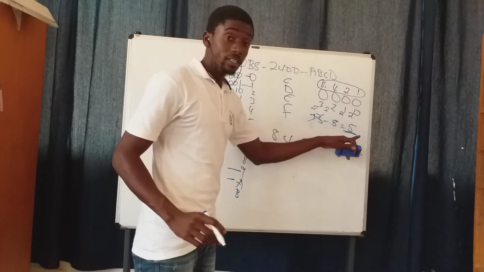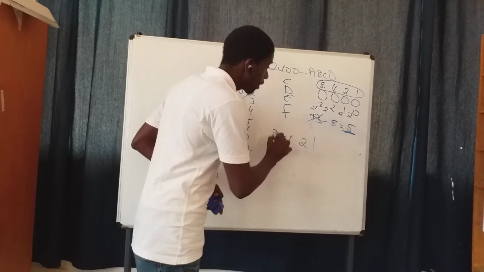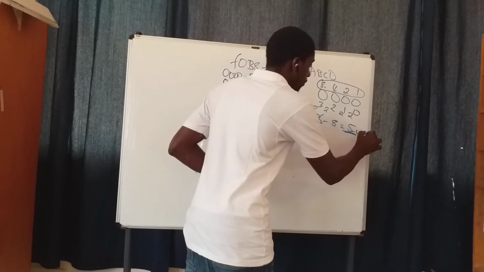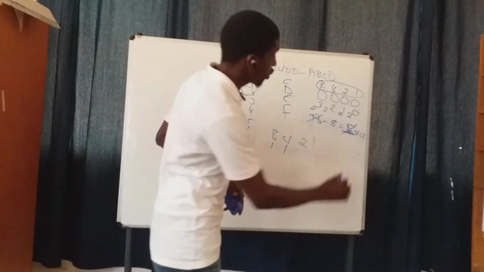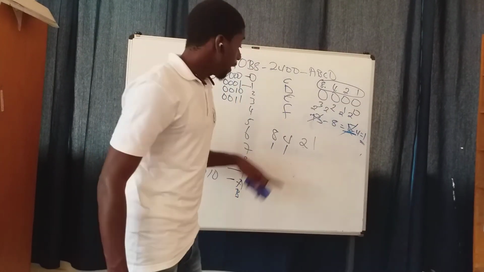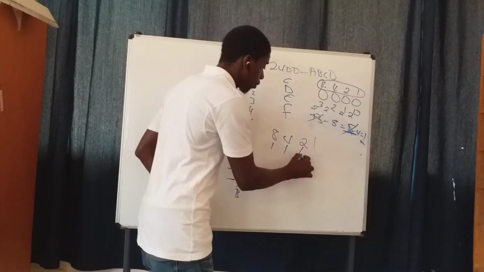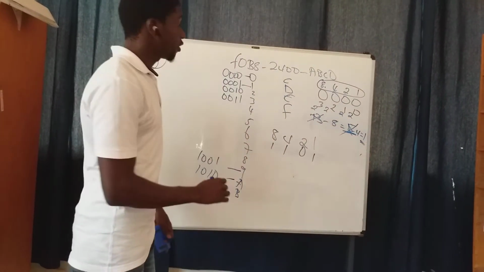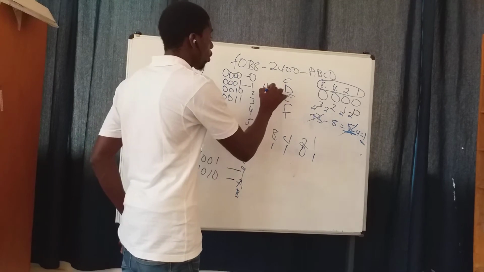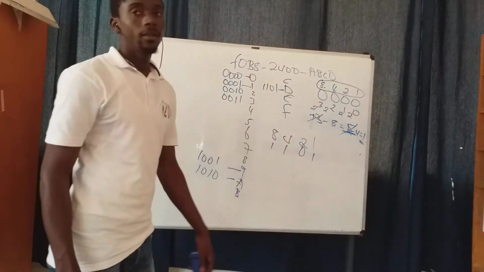Can 4 be subtracted from 5? Yes. Now I say minus 4 equals 1. Now that 5 is no more my case. My case here now is 1. Can 2 go into that 1? No. But can 1 go into 1? Yes. So my binary representation of D is 1 1 0 1.